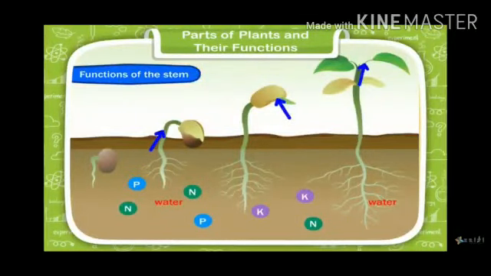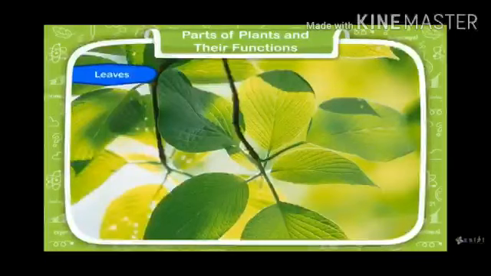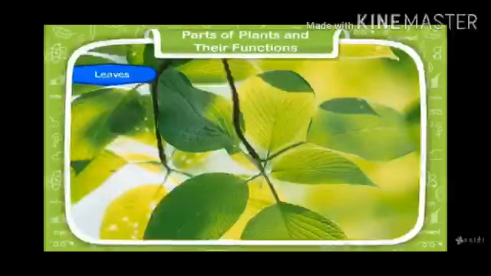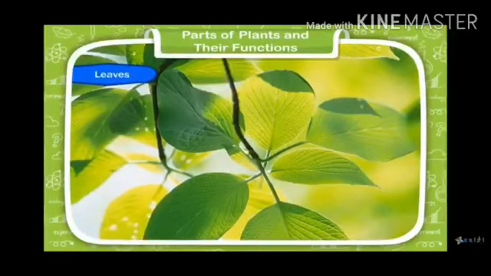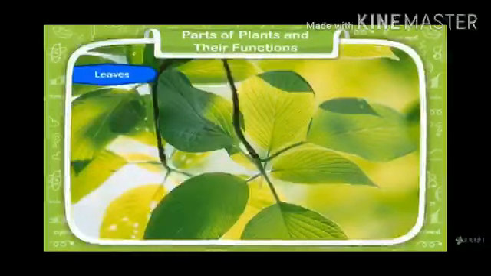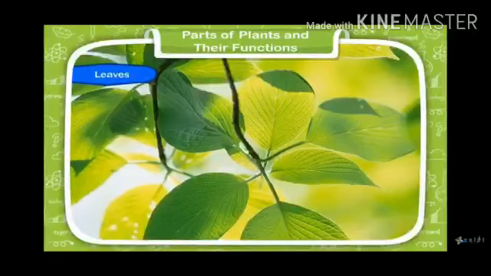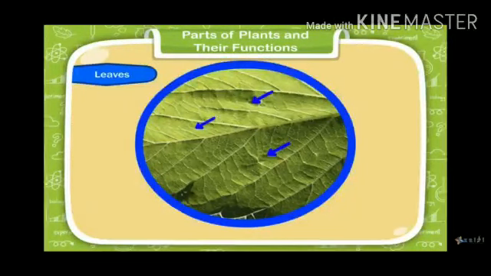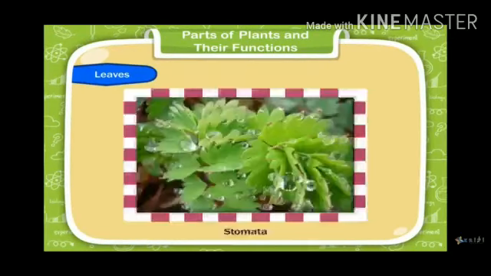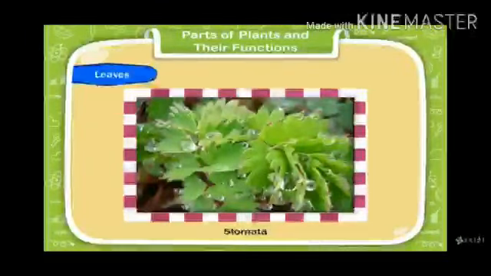Then leaves. Leaves play a very important role in the plant because leaf prepares food for the plant. In leaf, green color pigment is present which is known as chlorophyll, which traps sunlight into the leaves. Many tiny pores are present on the leaves. These are called stomata. Stomata absorb water and release water also.